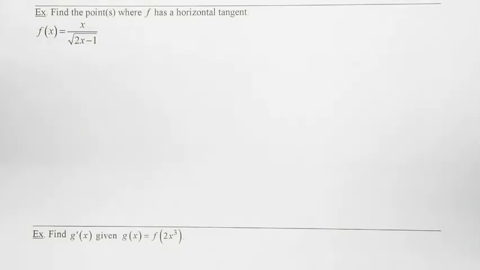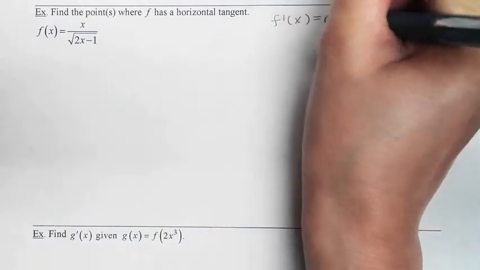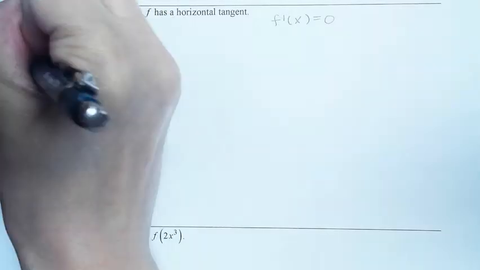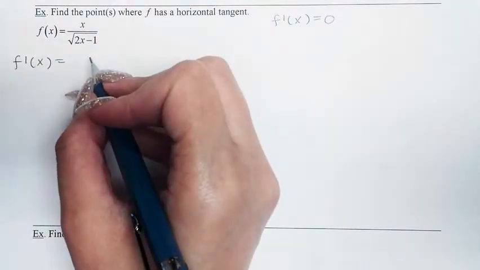For example, what we want is to find the points where f has a horizontal tangent line. In order to do that, we need to find when the derivative of this function is equal to 0. With that being said, we're going to take the derivative of this equation. As you can see, this is a ratio, therefore my best shot is taking the quotient rule.